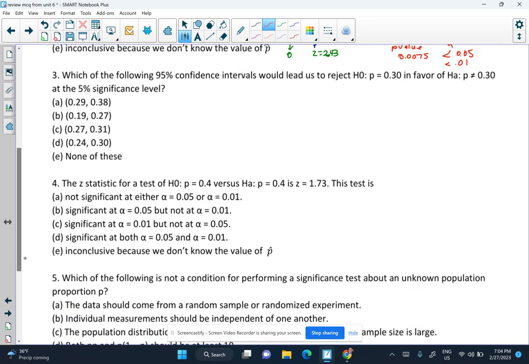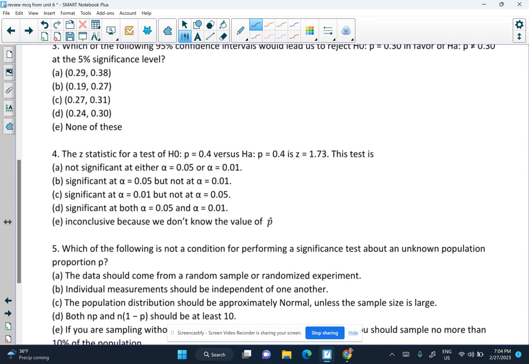So now we're going to go on to 4, which is similar but not the same. The z-statistic for a test of H0: p equals 0.4 versus HA: p, this should say not equal, so correct your paper, is z equals 1.73. This test is, and again, like the other problem, they're looking for us to determine if our results are significant or not significant. And so in order to do that, we need our p-value.